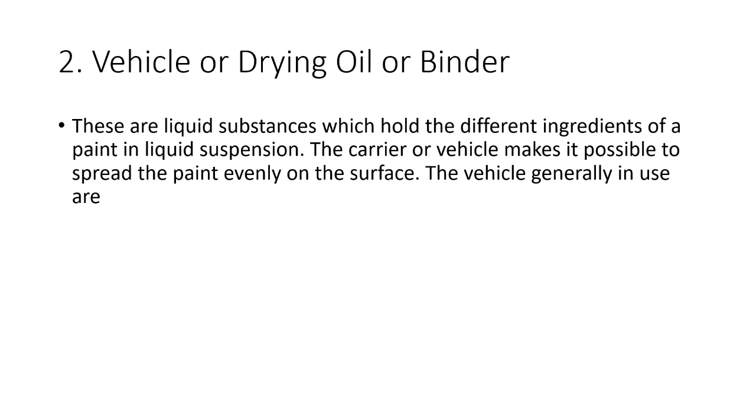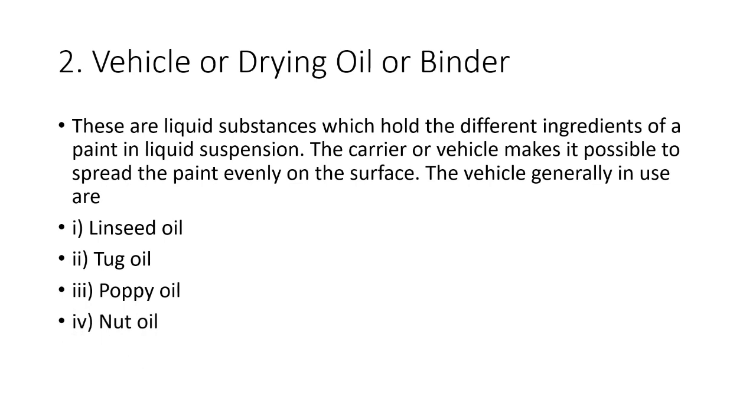The carrier or vehicle makes it possible to spread the paint evenly on the surface, because the paint should be uniform, right? So the carrier or vehicle makes it possible to spread the paint evenly on the surface so that it looks uniform. And the vehicles generally in use are linseed oil, tung oil, poppy oil, and nut oil. Mostly these are used.